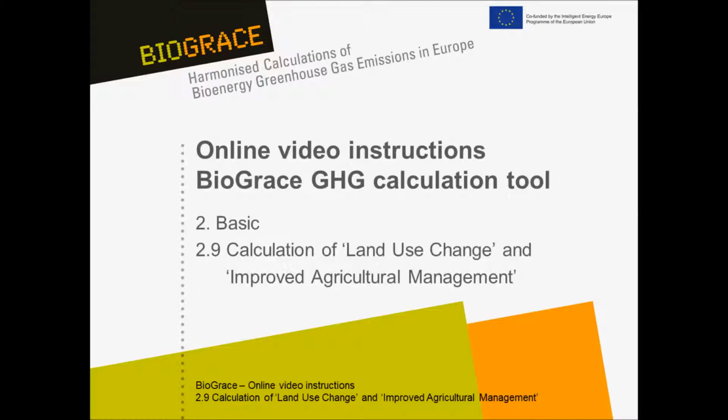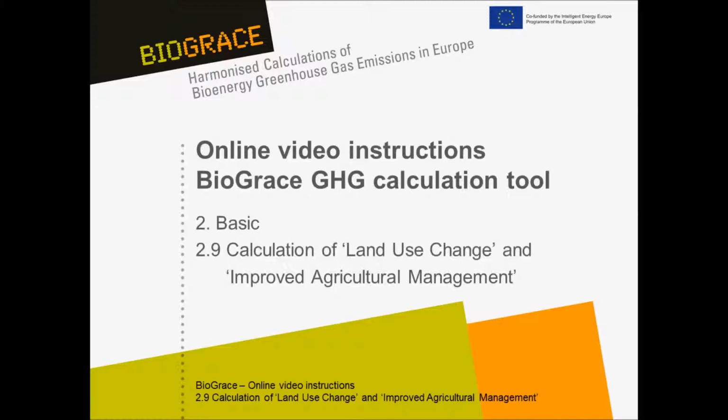Actually, there are two BioGrace tools. There's BioGrace 1 for biofuels and BioGrace 2 for electricity, heat and cooling from biomass. The instruction will show the BioGrace 2 Excel tool, but can also be used for BioGrace 1. As in the BioGrace 1 Excel tool, the calculations are made in exactly the same way.